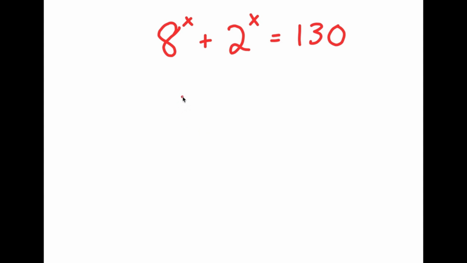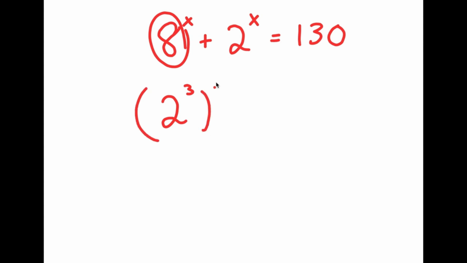Alright, so in this problem, I have 8 to the power of x plus 2 to the power of x is equal to 130. So I'm going to first start by rewriting 8 as 2 to the power of 3. So I get 2 to the power of 3 to the power of x plus 2 to the power of x is equal to 130.